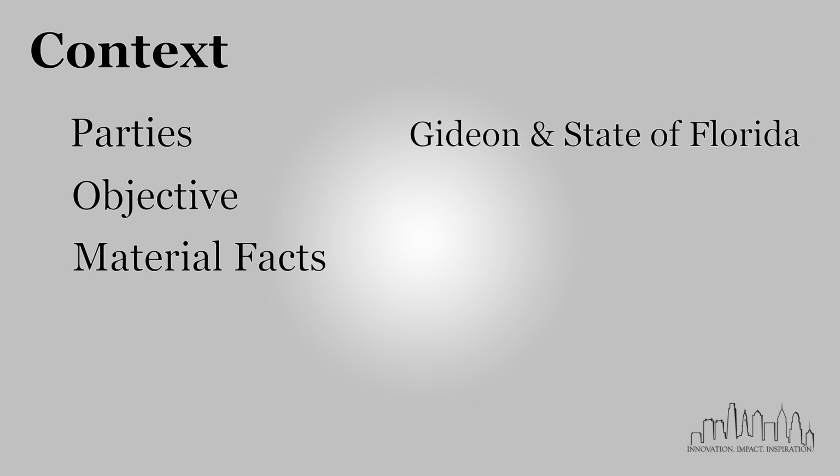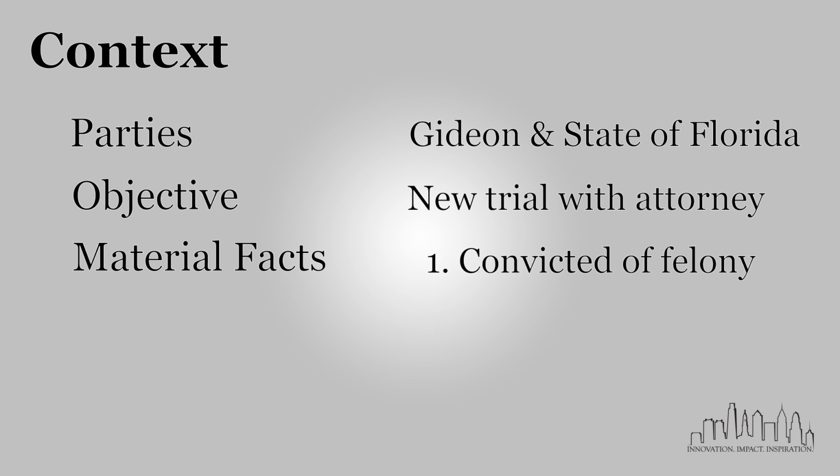Let's go back and use Gideon again to illustrate this. Who are the parties? Well, Mr. Gideon and the state of Florida. What was his objective in this litigation that reached the United States Supreme Court? His objective was to get a new trial, but this time with a court-appointed attorney. What were the material facts? Well, one material fact was that Gideon was accused of a felony.